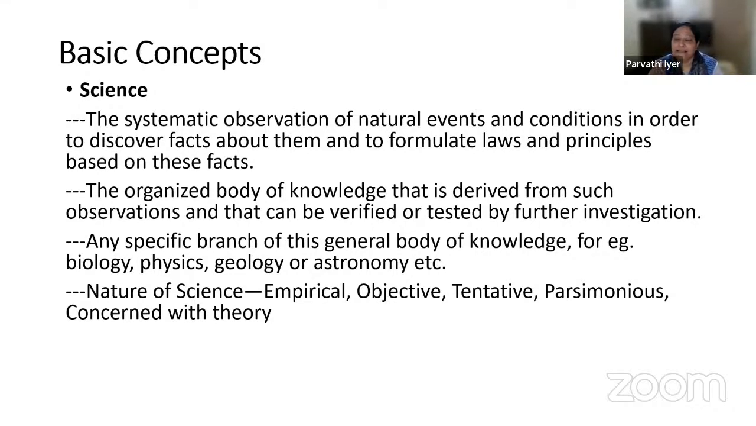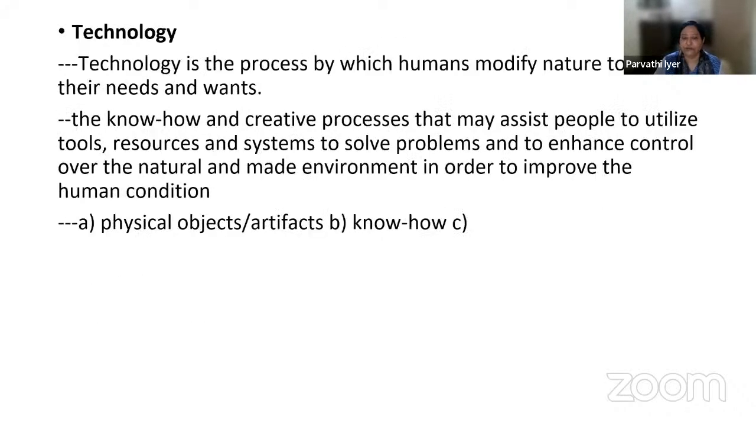Again, we find that the nature of science is also, in a sense, parsimonious. By parsimonious, what we mean is that scientific knowledge seeks out the simplest explanations in order to describe or understand a particular phenomenon. And lastly, science is also concerned with theory, as we said that it is concerned with formulating laws and generalizations, etc.